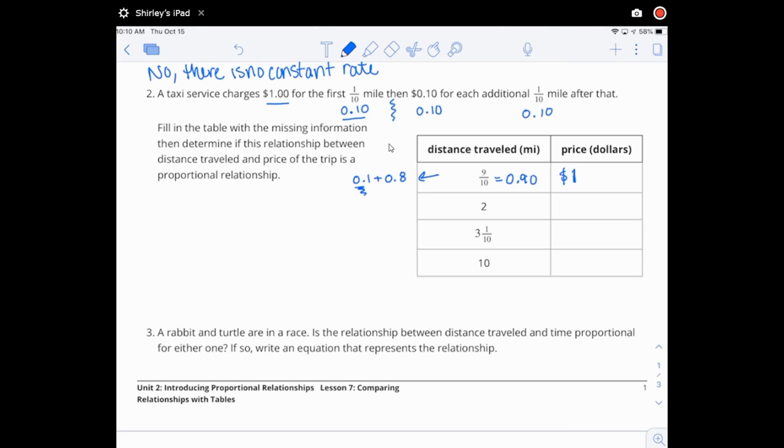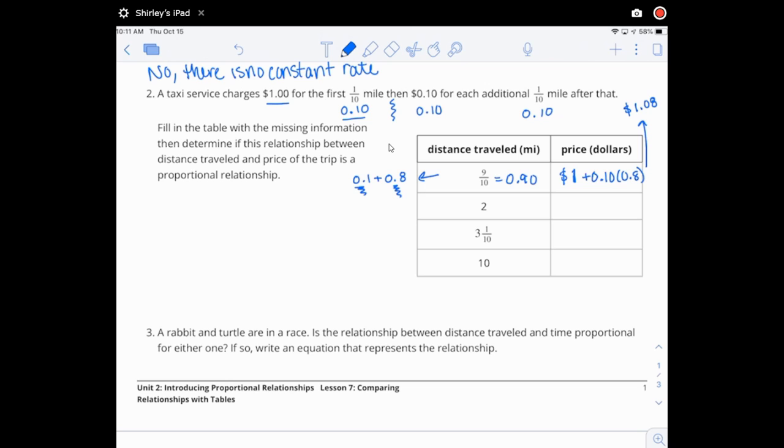So this charges me $1. This charges me 10 cents. So then I'm going to do 0.10 times 0.8. So in my calculator, I'm going to type in 0.1 times 0.8. That gives me 0.08 plus 1 gives me a total of, I'm going to go up here because I'm running out of space, $1.08.